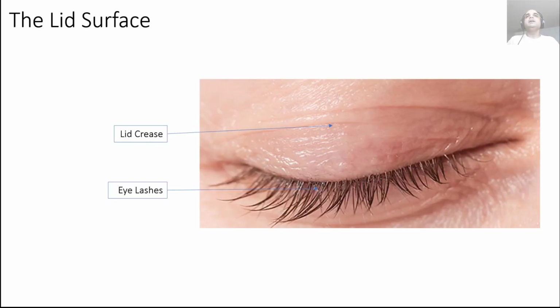So before we go on and talk about those lid swellings, let's just have a look at some structures. So this is the lid crease, this is the anterior surface of the lid, and these are the eyelashes. The lid crease is formed by the insertion of the levator palpebrae superioris, the elevator of the upper lid, onto the skin of the upper lid.